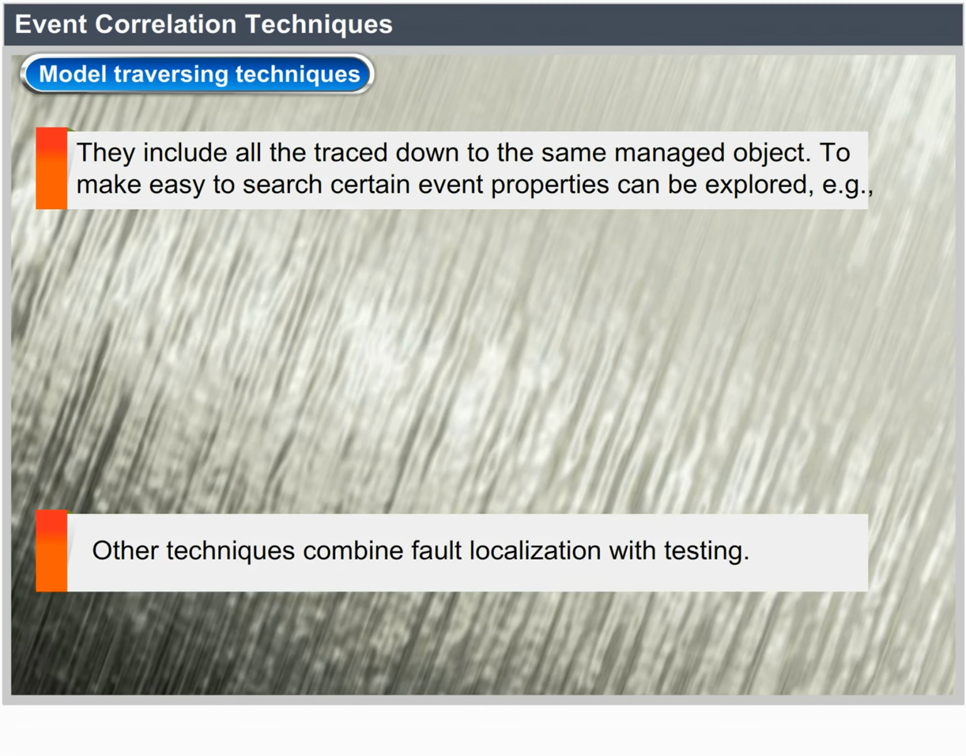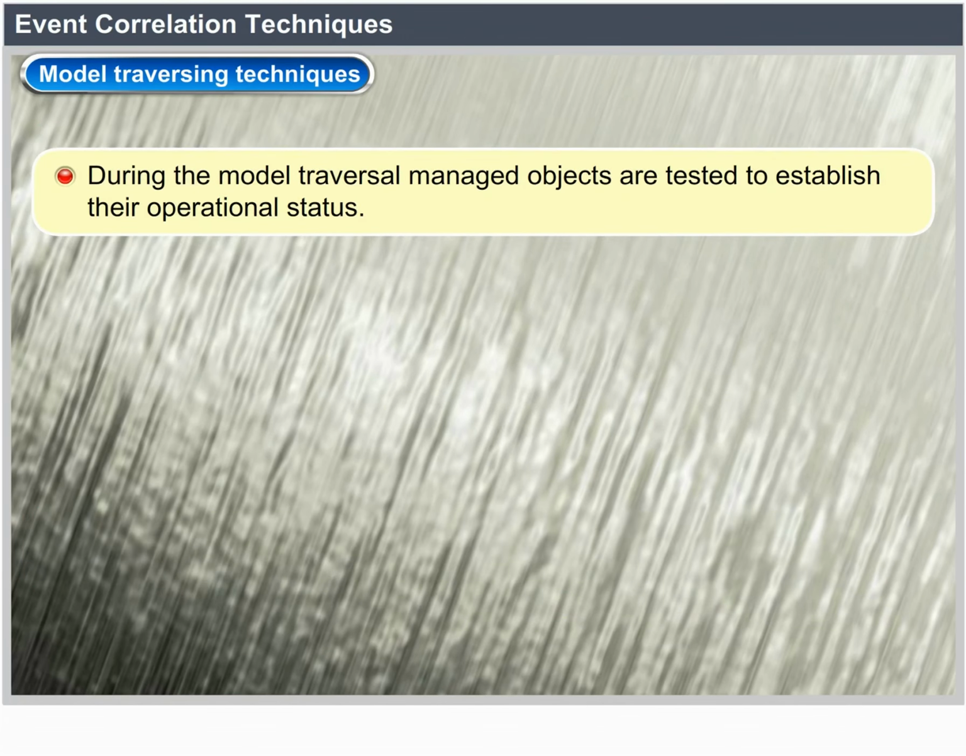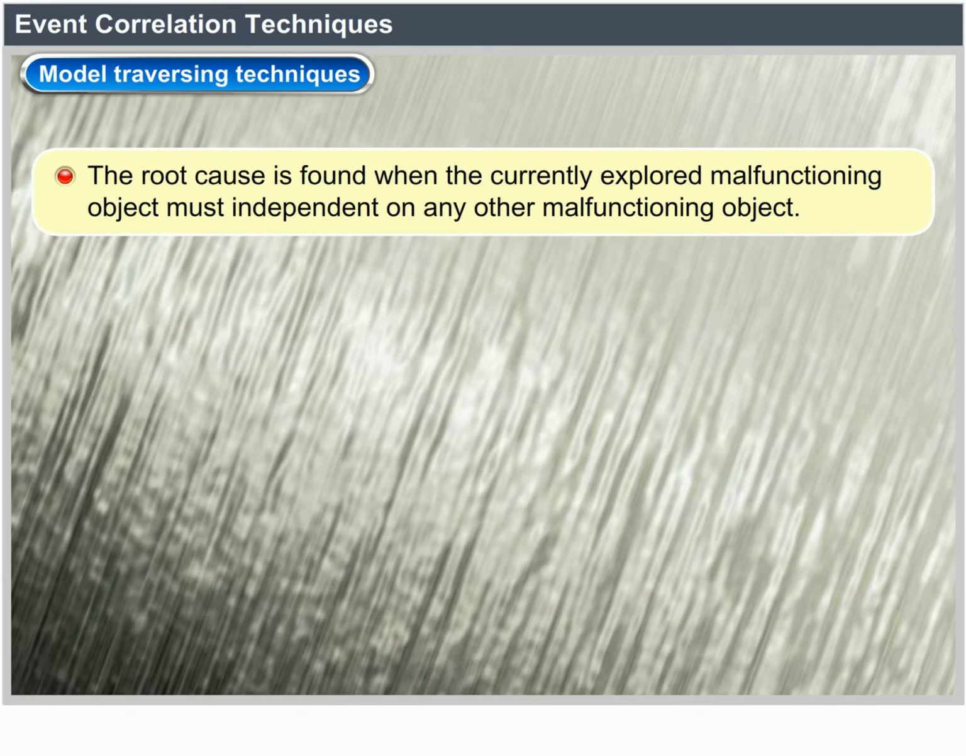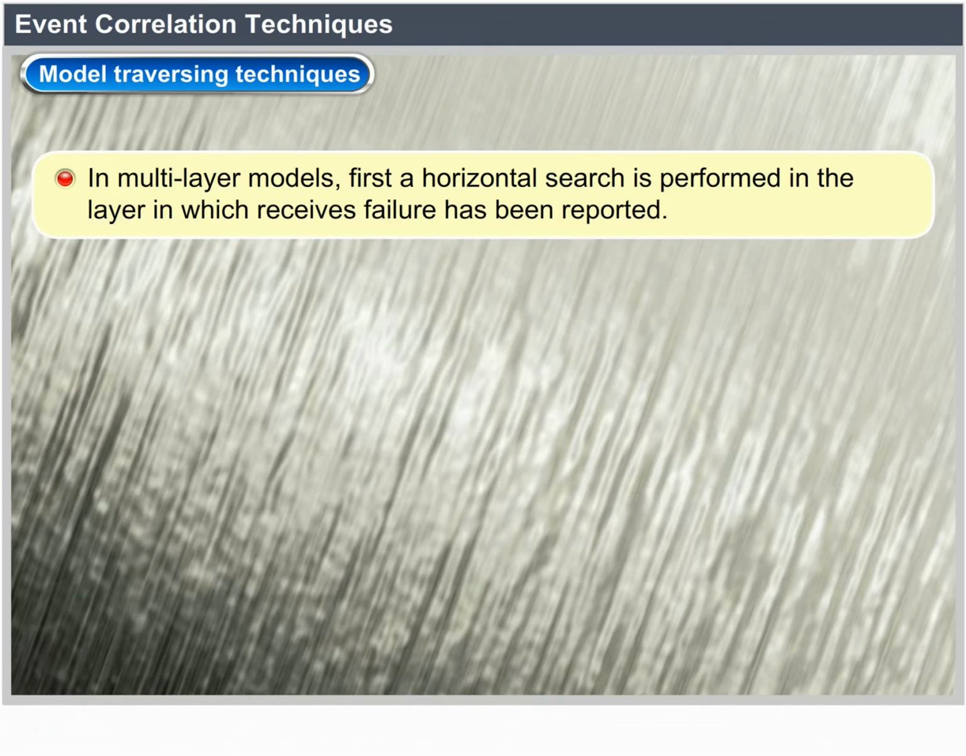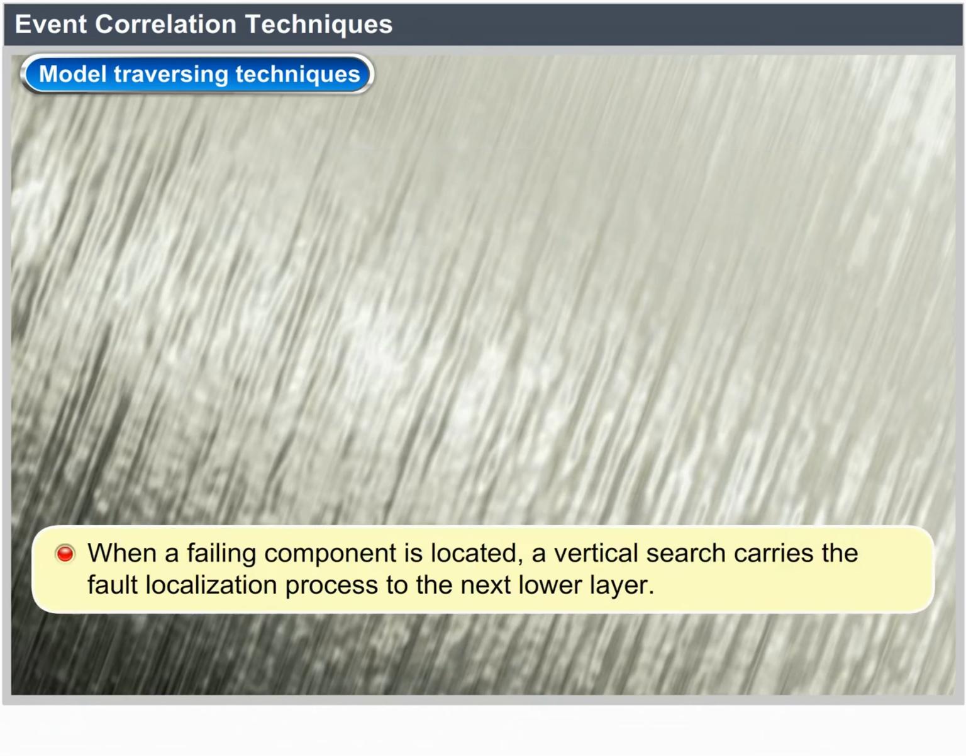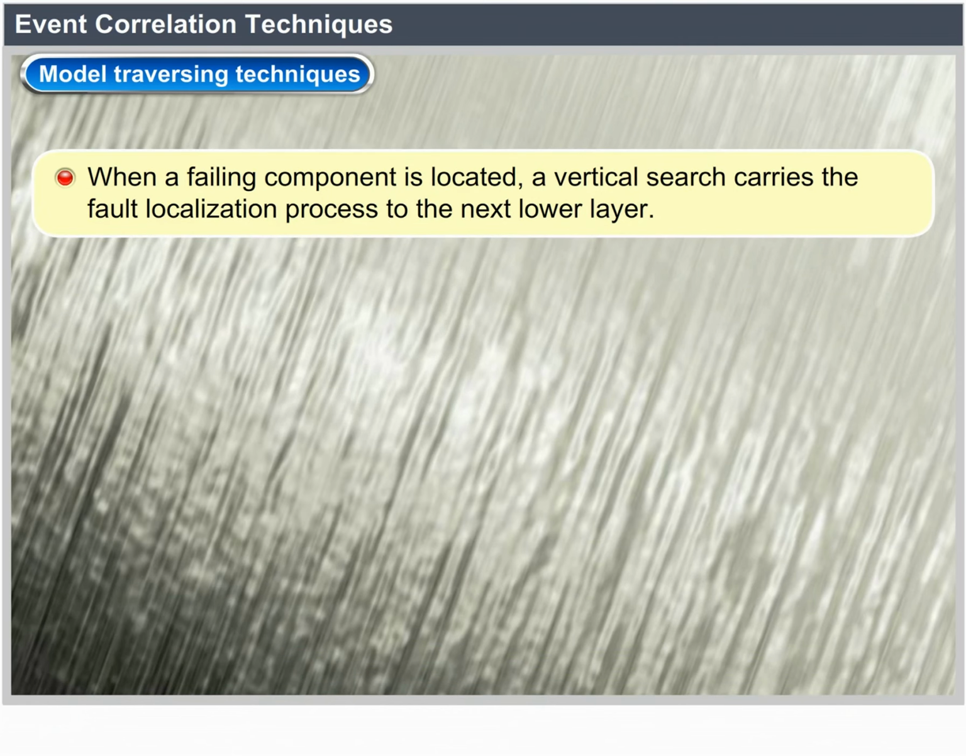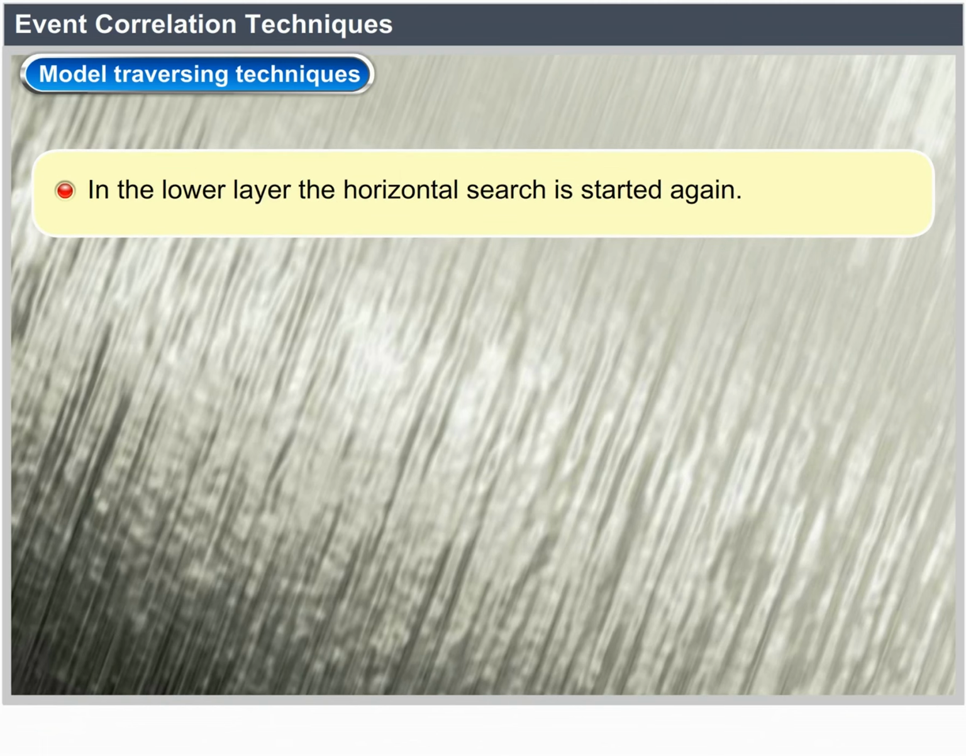Other techniques combine fault localization with testing. During the model traversal, managed objects are tested to determine their operational status. The root cause is found when the currently explored malfunctioning object does not depend on any other malfunctioning object. In multi-layer models, first a horizontal search is performed in the layer in which failure has been reported. When a failing component is located, a vertical search carries the fault localization process to the next lower layer. In the lower layer, the horizontal search is started again.